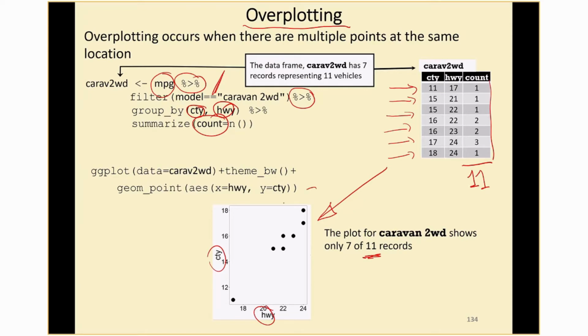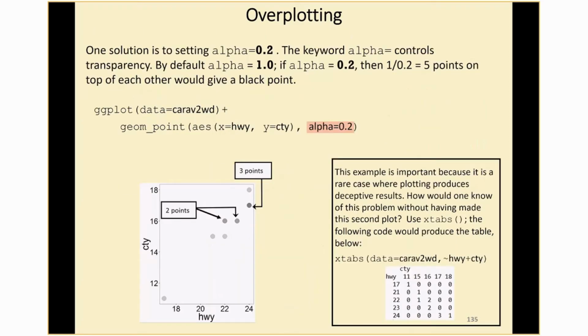So, in a sense, this is rather a misleading plot because we're only seeing 11 points. So, how do we deal with that? One way to deal with that is to use this thing called alpha. And alpha controls the transparency of the point. The whole idea is, the default alpha is 1, and if I were to set alpha equal to 0.2, then that point is going to be a much lighter shade. In fact, so light that, take the 1, divide it by the 0.2, you need 5 points on top of one another to make complete blackness.